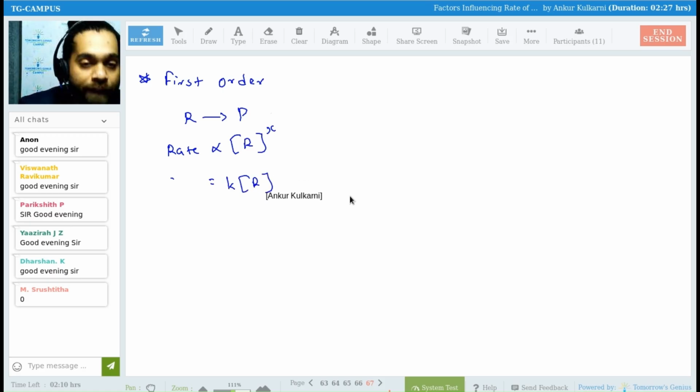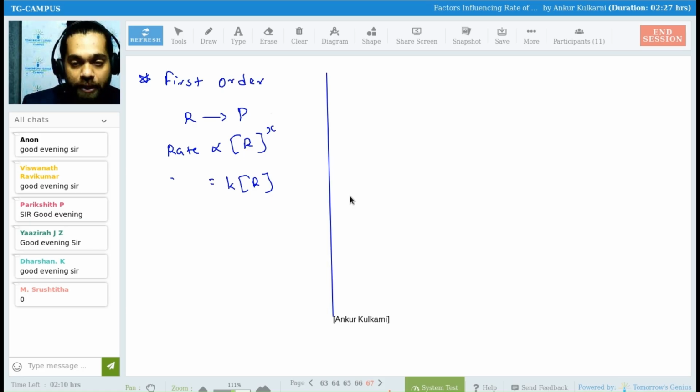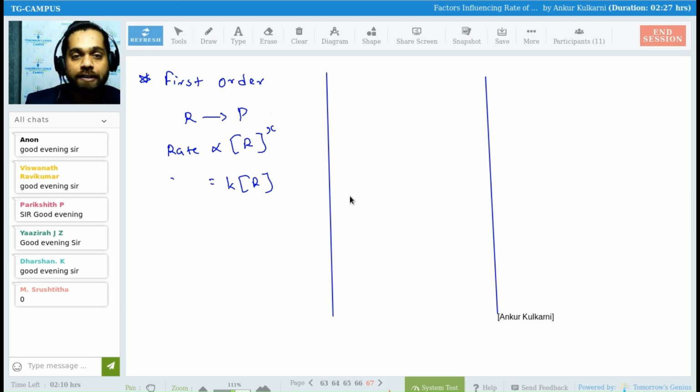Everyone, what will be the value of x over here? Since it is a first order, Parikshit has given the answer. What will be the value of x? Correct. The value of x over here will be 1. Hari Mahesh, you shouted 1, but you could have written ONE instead of 1111. So over here x is nothing but 1.